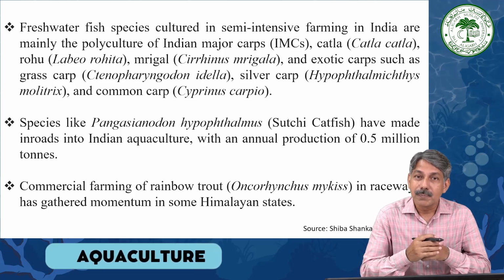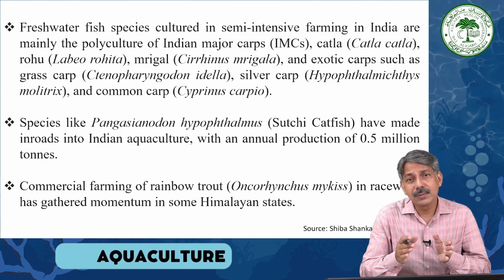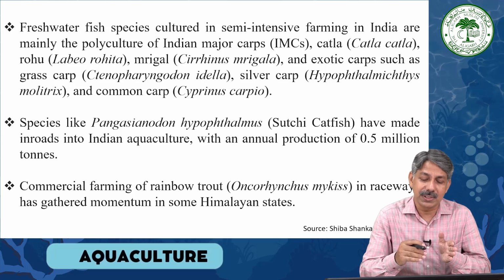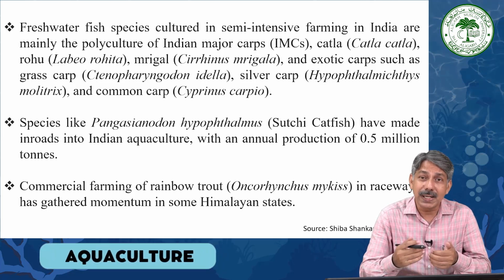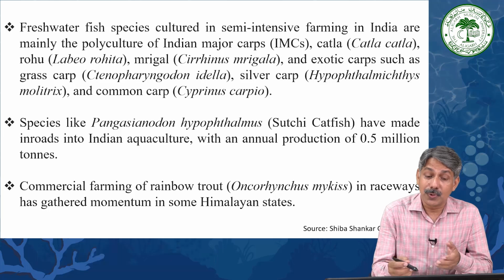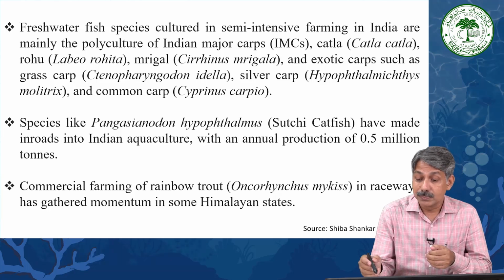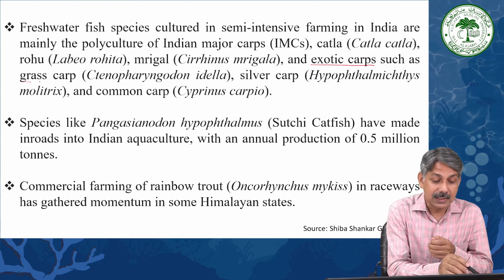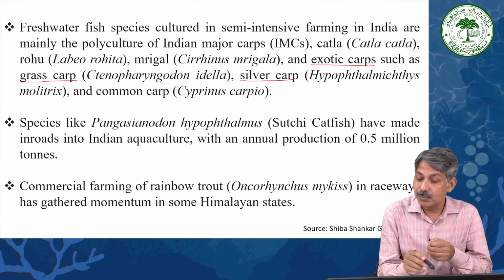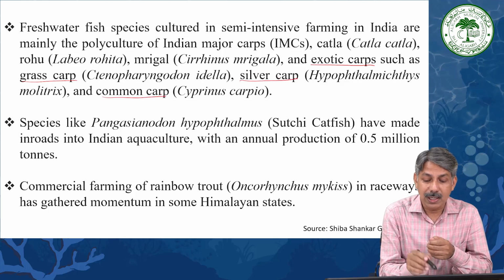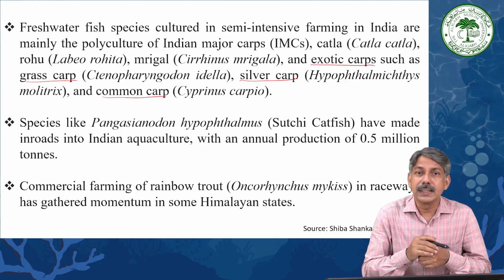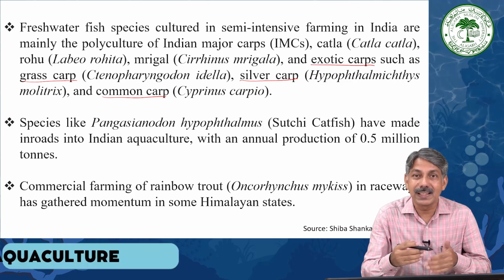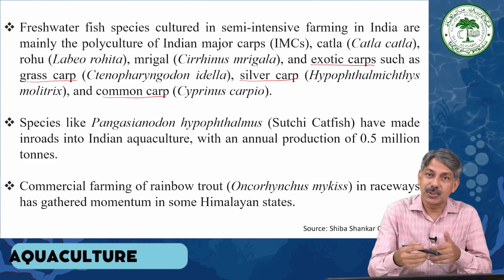So these three, and we do not restrict ourselves as far as species combination and number of species is concerned. Many more exotic compatible fish species from carps only we have got from outside the country, which we call exotic carps, such as grass carp, Ctenopharyngodon idella, silver carp, Hypophthalmichthys molitrix, and common carp. These are very popular, and they show very good growth rate.